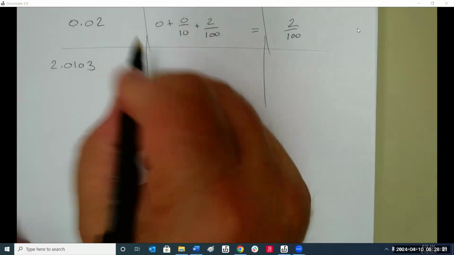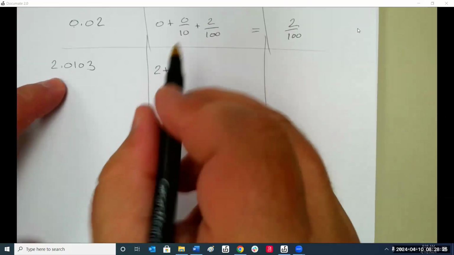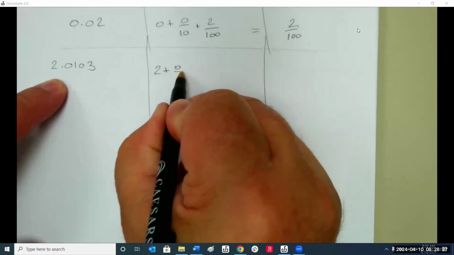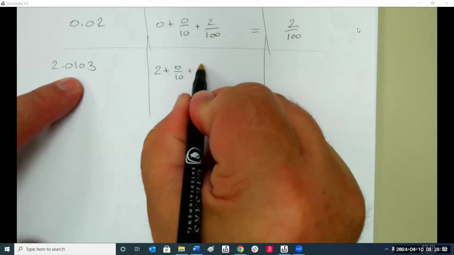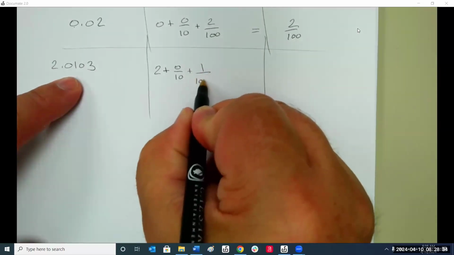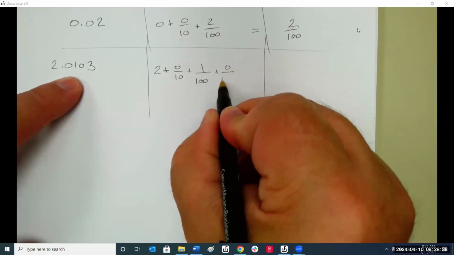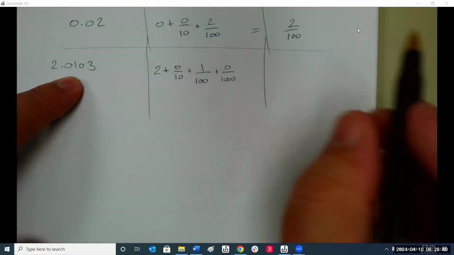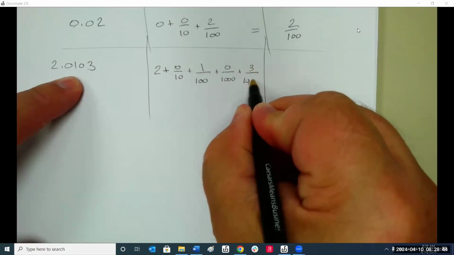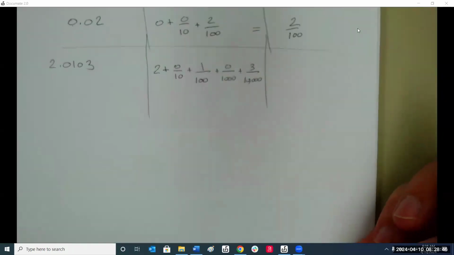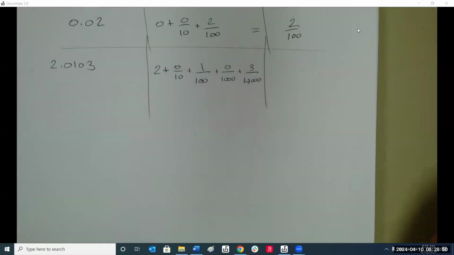So the first one is 2. Then we have 0 over 10, 1 over 100, 0 over 1,000, 3 over 10,000. All we're doing is adding another 0 on the bottom as we go further out.